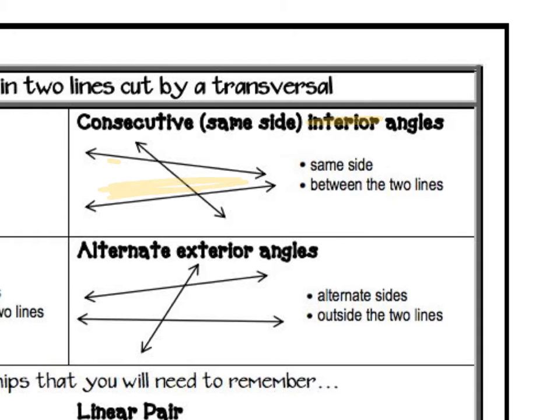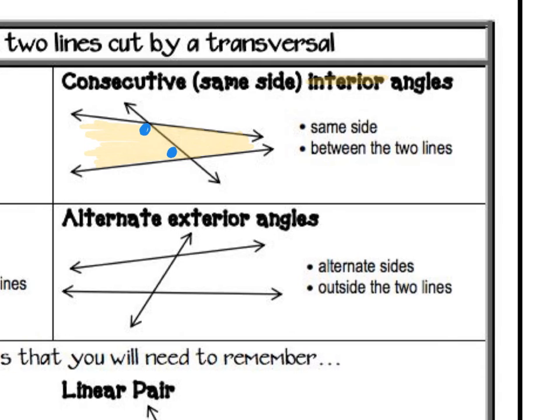There we go. This is the interior. So if they're consecutive, it means they're on the same side. They're side by side. So here is an example of consecutive interior. Those 2 angles right there. Exterior, use a different color, is outside of the 2 lines.